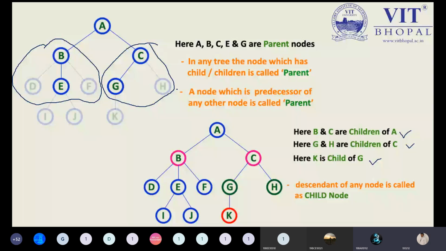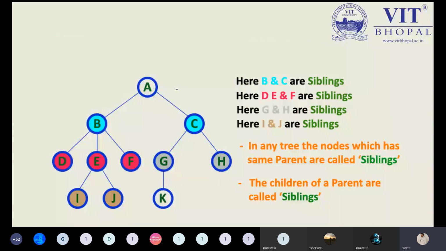Okay, so now this part. Here you can see the sibling nodes are colorized into different colors. B and C are the sibling nodes. D, E, F are also sibling nodes. G and H are also sibling nodes. I and J are also sibling nodes.